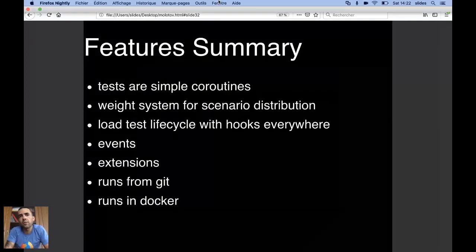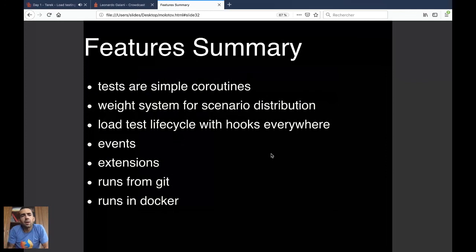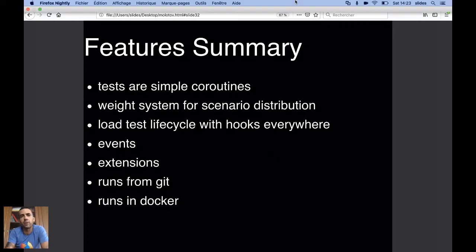So if I summarize all the features we have in Molotov, Molotov is simple function coroutines. It has a weight system for scenario distribution. We have hooks everywhere in the life cycle of load tests, so you can do pretty much what you want. We have events, extensions, and you can run it from Git and from Docker.